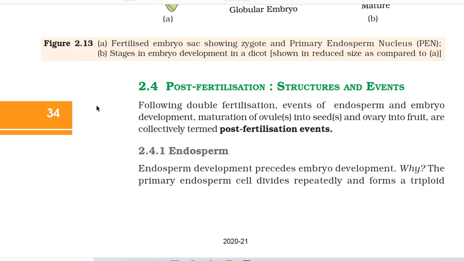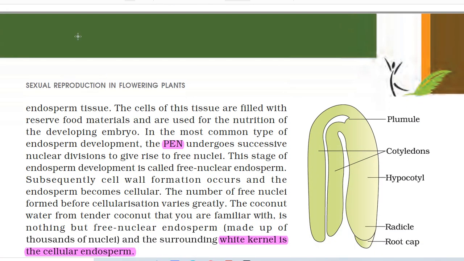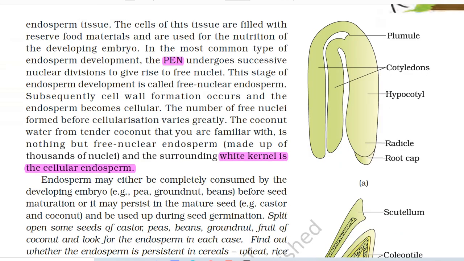Endosperm development precedes embryo development. Why? The primary endosperm cell divides repeatedly and forms a triploid endosperm tissue. The cells of this tissue are filled with reserve food materials and are used for the nutrition of the developing embryo. In the most common type of endosperm development, the PEN undergoes successive nuclear divisions to give rise to free nuclei. This stage of endosperm development is called free nuclear endosperm. Subsequently, cell wall formation occurs and the endosperm becomes cellular.